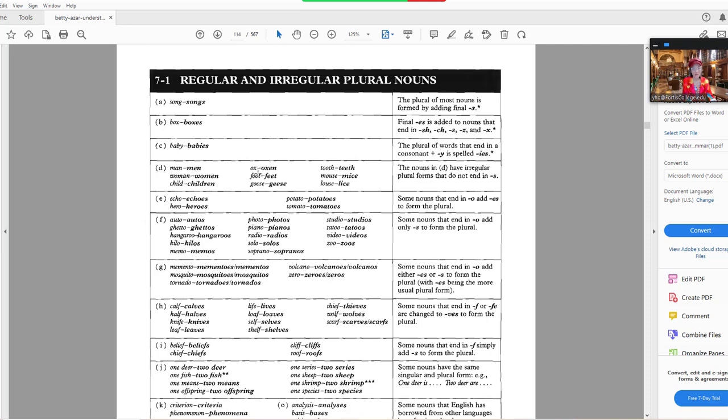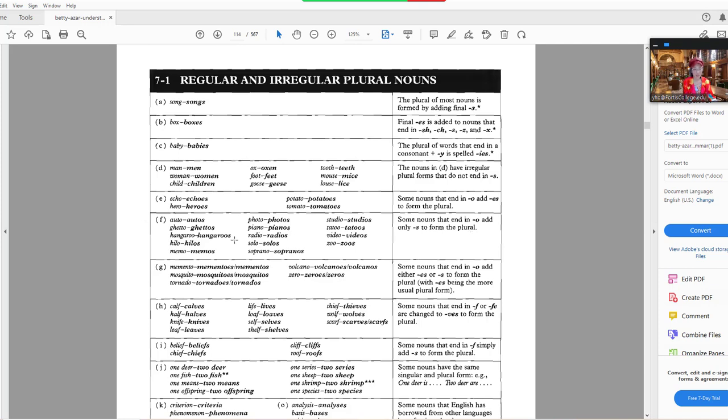So here are the irregular plural nouns, such as man, men, woman, women, child, children, ox, oxen, foot, feet, goose, geese, tooth, teeth, mouse, mice, louse, lice, echoes with an ES, heroes with an ES. Some nouns that end in O, you add an ES to form the plural. Some nouns that end in O, you add only S to form the plural.